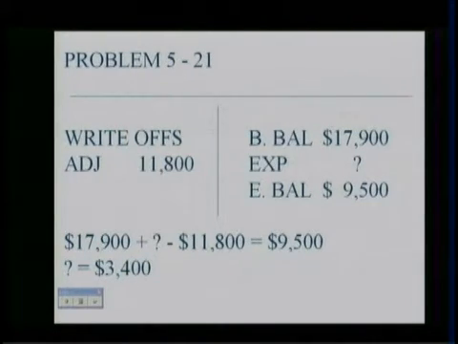Now you can change this into algebraic form, as I've done down there at the bottom of the slide, by taking your $17,900 plus some unknown number and subtracting out $11,800, and that will give you $9,500. When you solve that algebraically, you will find that your expense was $3,400.